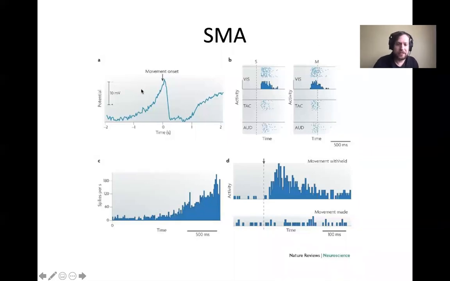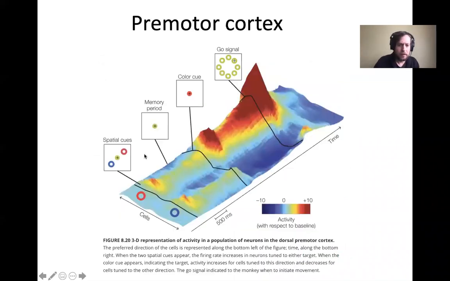Yeah, but McGilchrist suggested that our brain knows that we're going to move before we are actually aware that we are going to move. Any other questions or comments? All right, so here's the premotor cortex now.